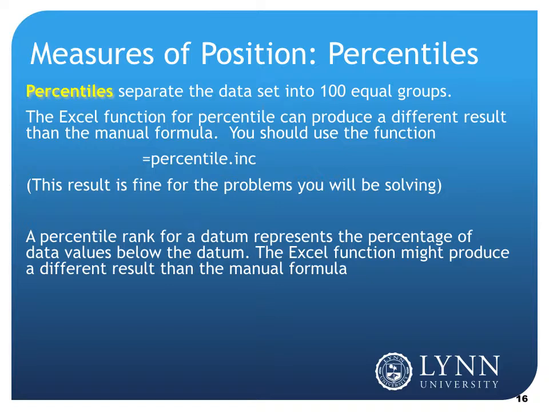A percentile rank for a datum, one piece of data, represents the percentage of data values below that item. The Excel function might produce a different result than the manual formula. And again, that's nothing that you need to worry about. Your best bet in solving problems like this is to use the function =PERCENTRANK.INC.